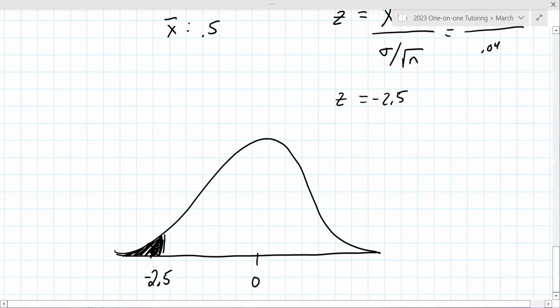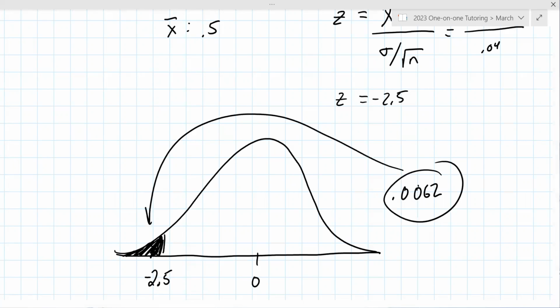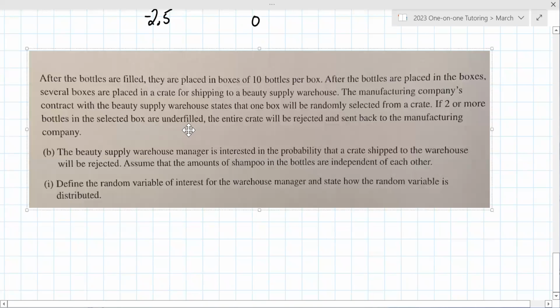I've got table A right here. And so give me that value. 0.0062, I believe. Okay, that sounds reasonable. So that's your area. Okay, so that is it for part A. So the probability is 0.0062. Okay, there we go. I need a refresher on how to do that one. It's been a minute.